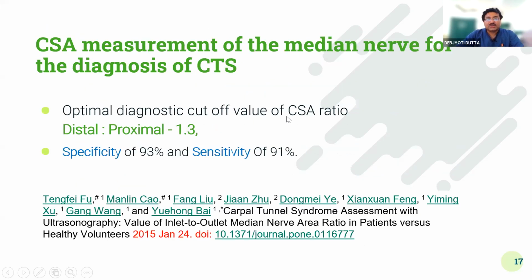Optimal diagnostic cutoff value for the cross-sectional area ratio, distal versus proximal. That means at the level there will be flattening at the distal part because of the pressure over the nerve, and if the ratio is more than 1.3, then it should be considered CTS. This is one of the most common criteria that we usually follow, and it is found in this study to have a specificity of 93% and sensitivity of 91% when compared with the electrophysiological studies.